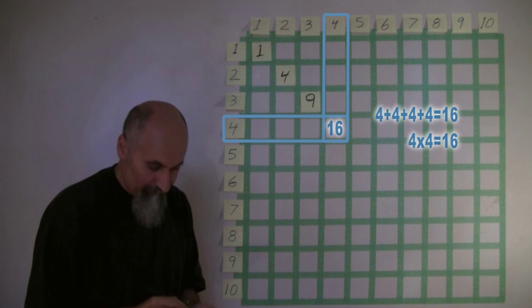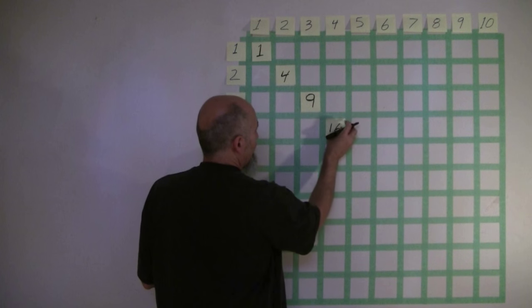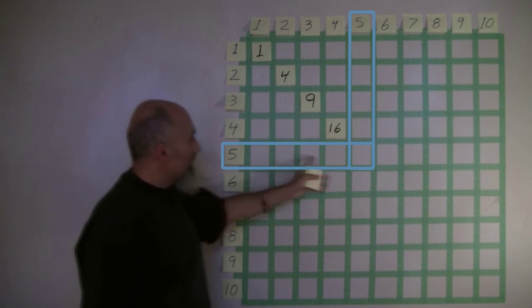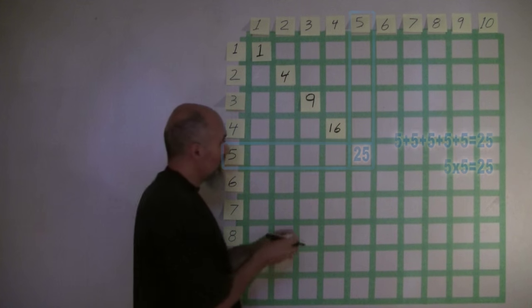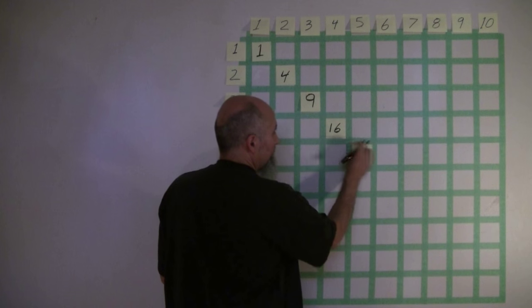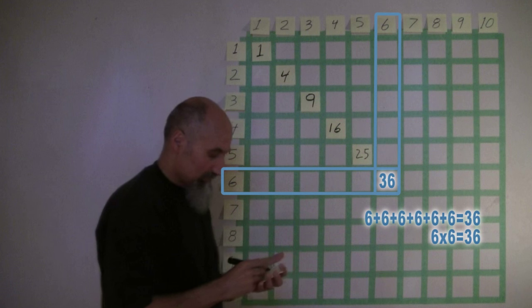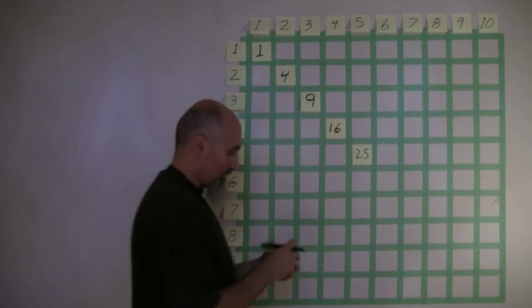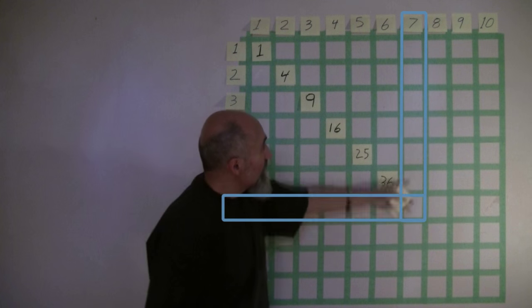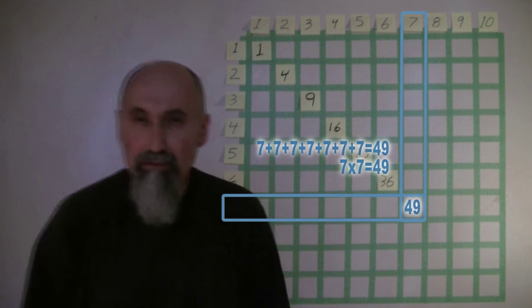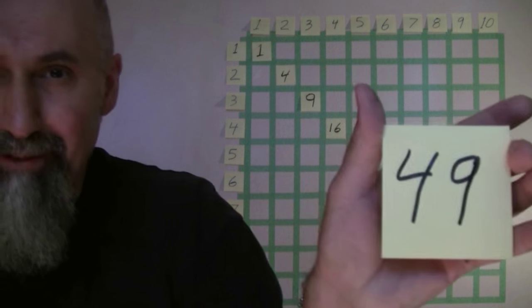Is 16. Five times five is 25. Six times 6 is 36. 7 times 7, 49, right? Is that coming out well? I think so. Right, 49.